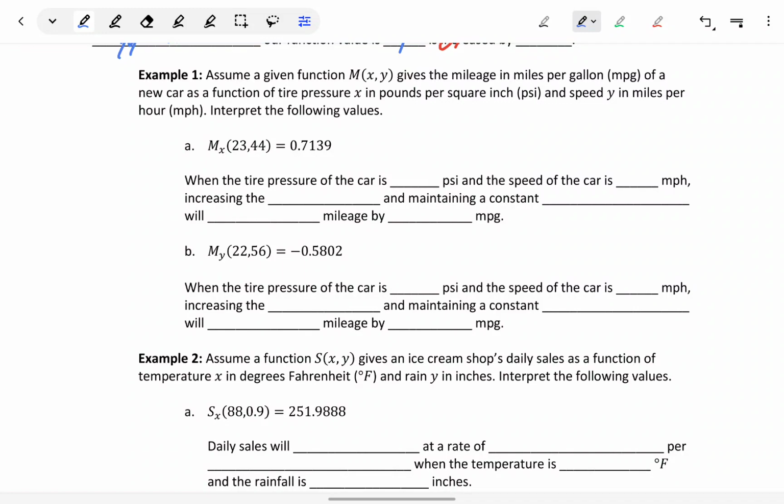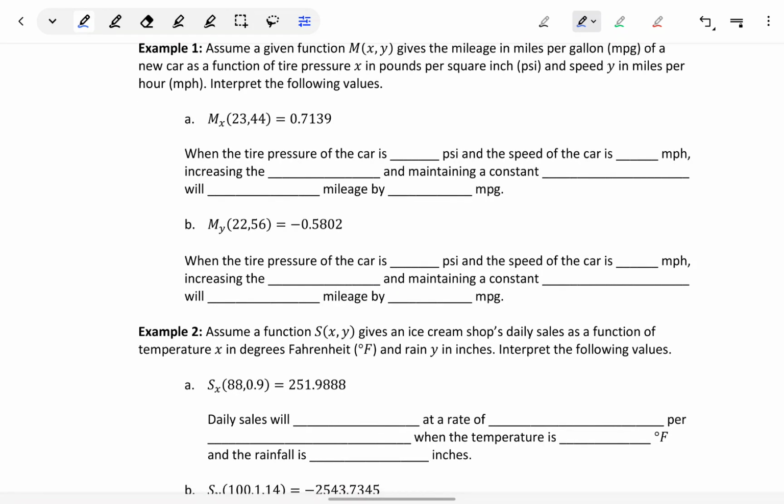So in example 1, we want to assume a given function, capital M of x y, gives the mileage in miles per gallon of a new car as a function of tire pressure x in pounds per square inch and speed y in miles per hour. We want to interpret the following values. So in part A, we have m sub x of 23, 44, meaning we found the first partial derivative with respect to x, evaluated it at these given x and y values, and ended up with a result of 0.7139.